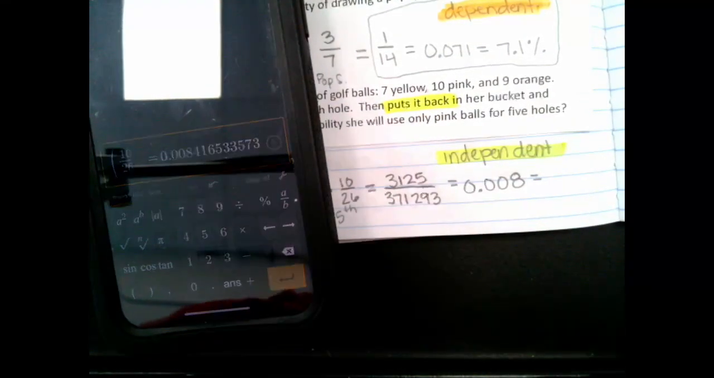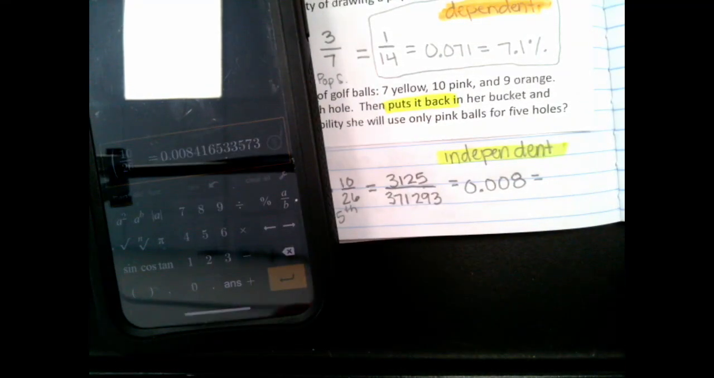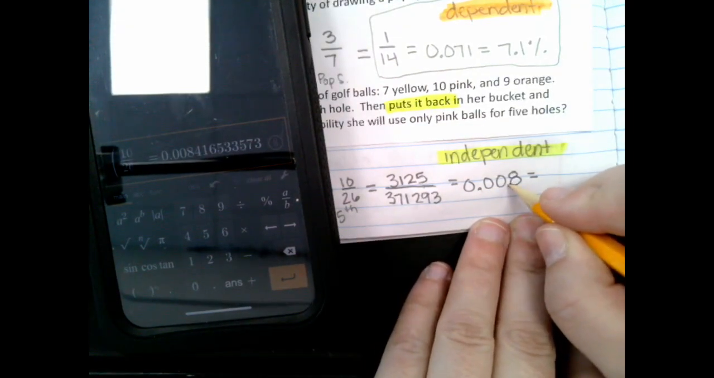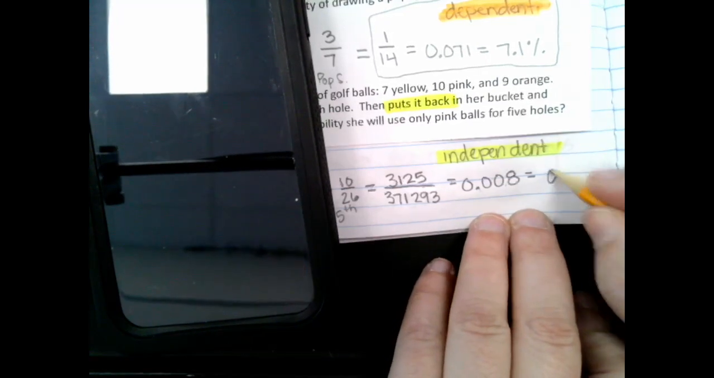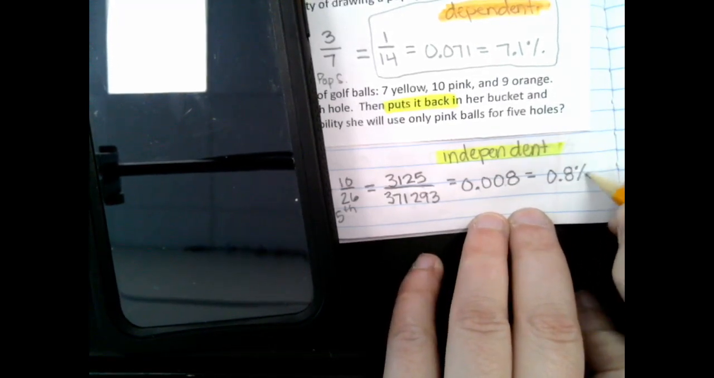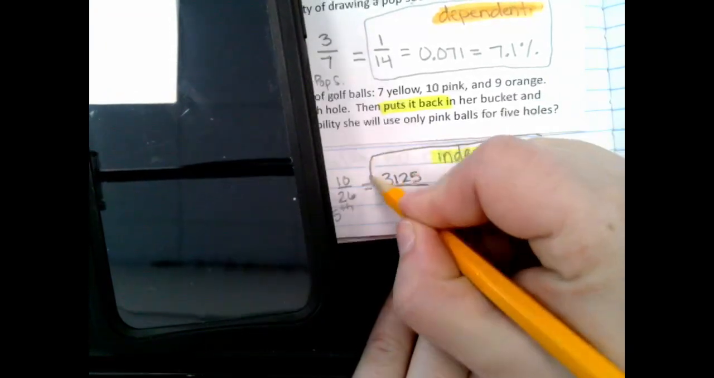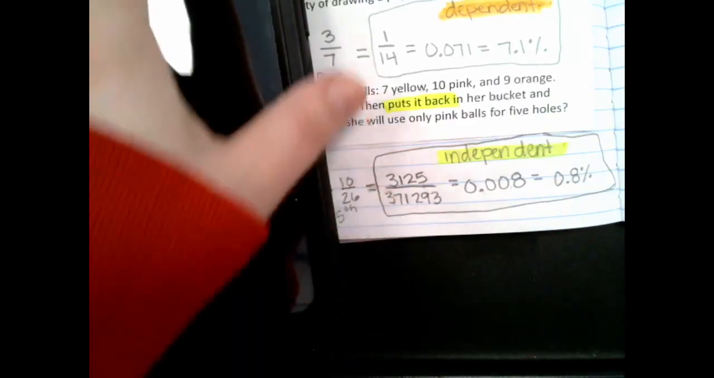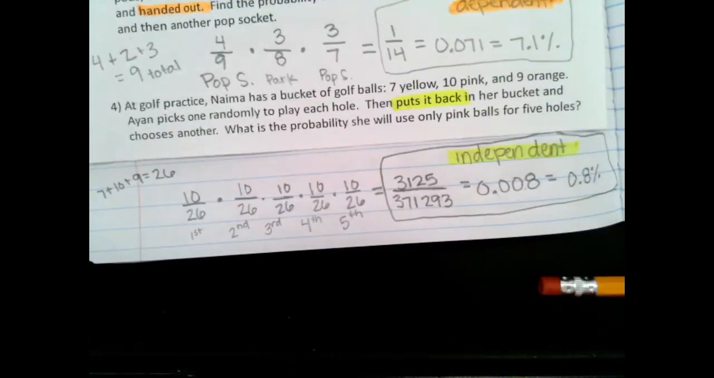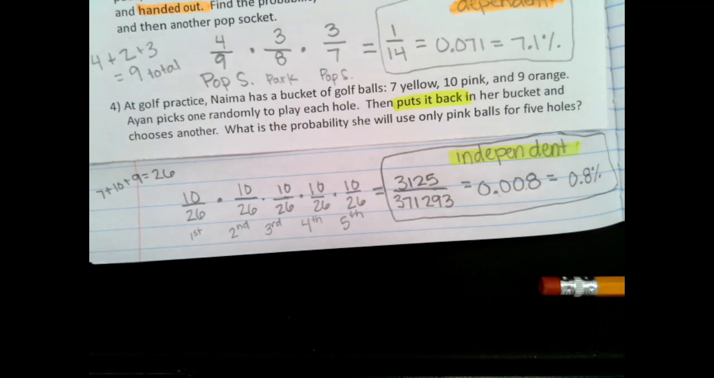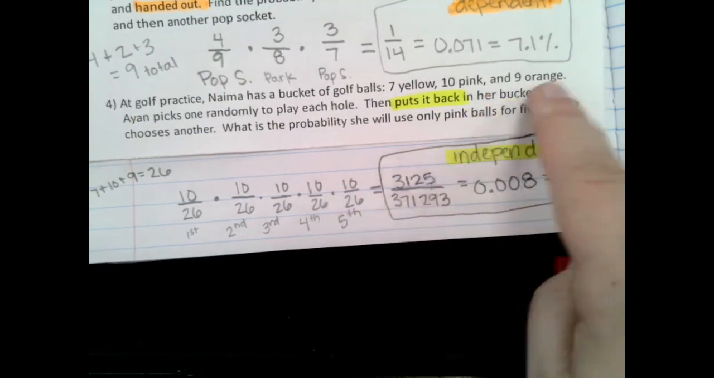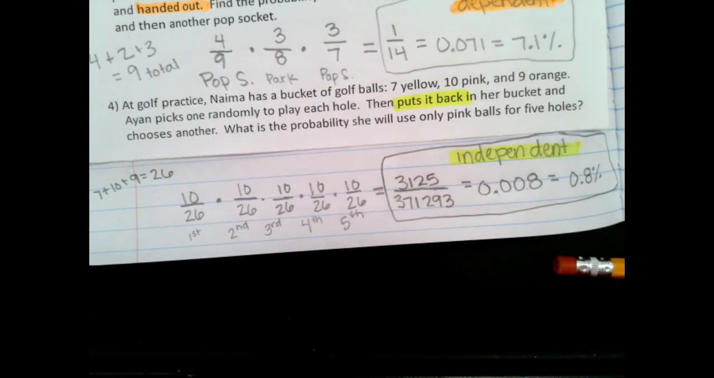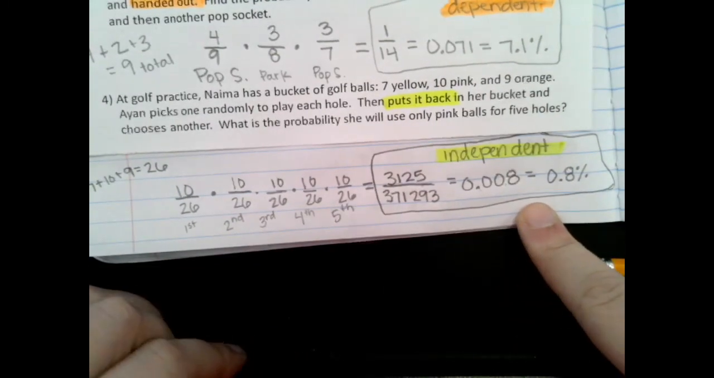And is that going to be 88% or 0.8%? It's going to be 0.8%. When we move that decimal over 2 times, it stops right in front of that 8. So 0.8%. Which to me is kind of interesting because each time we take a ball out, there are more pink balls than any other color. So it feels like that should happen more often, right? The most of any one color is pink. But to get 5 pink balls in a row is less than a 1% chance.